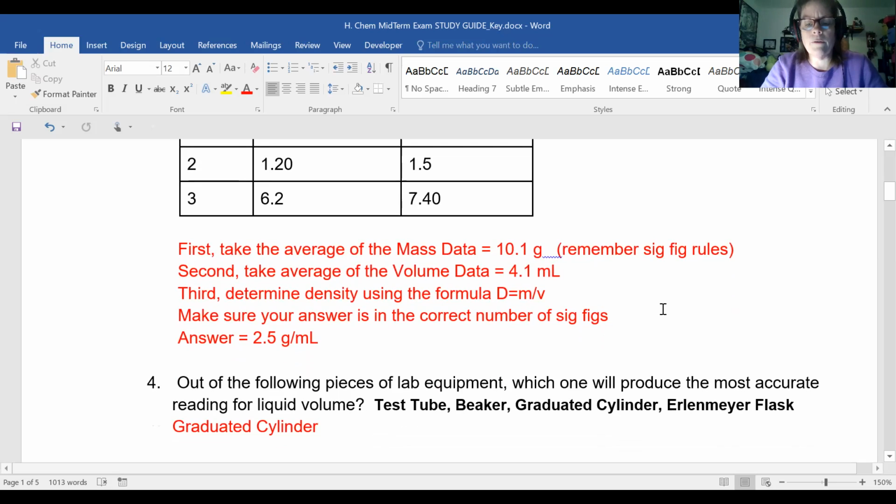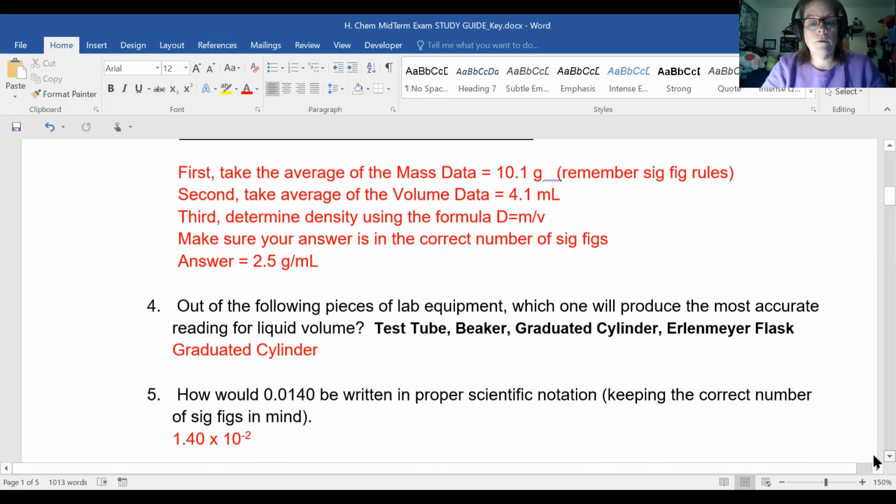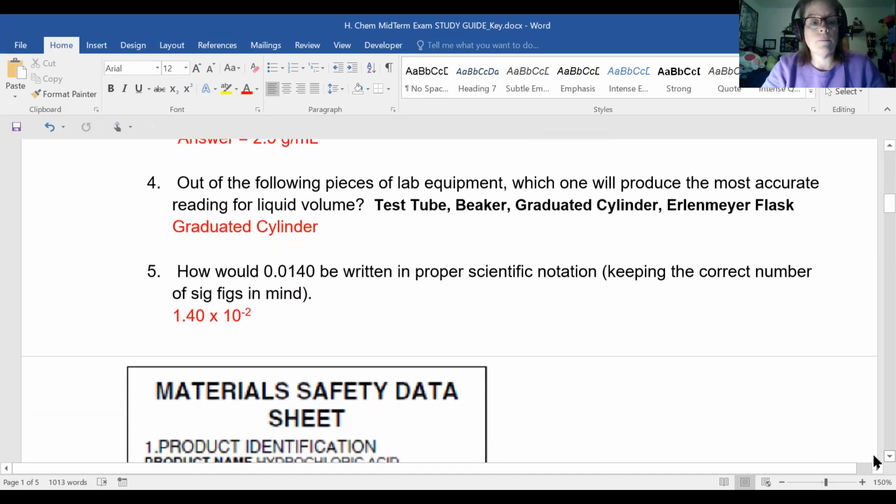But we need to look at the least number of sig figs in the numbers that we're using, which 10.1 has 3 significant figures, 4.1 has 2. So we're going to use 2 sig figs, because when you're doing division, you use the least number of sig figs in the numbers that you're working with, so 2. So we're going to have to round this to 2 sig figs, which is going to give us 2.5 grams per milliliter. Okay, a lot of steps in that problem.